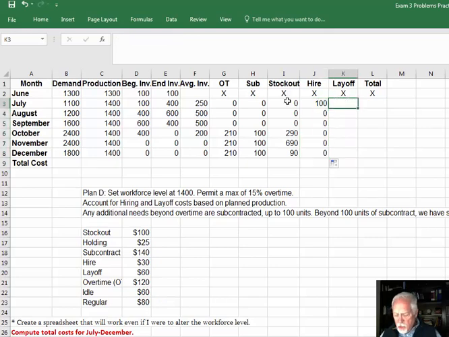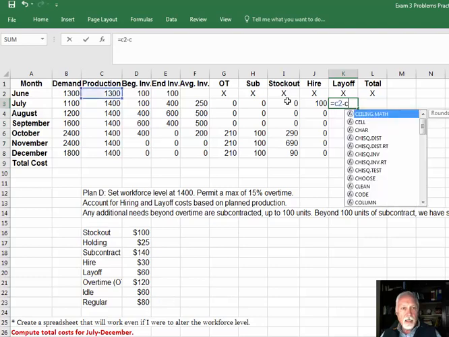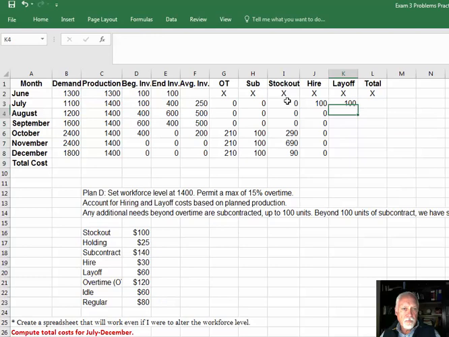And now we want to do the opposite for a layoff equals C2 minus C3. And we say if C2 minus C3 is greater than zero, then type it in, else zero. And now we have an equation that works for everything.